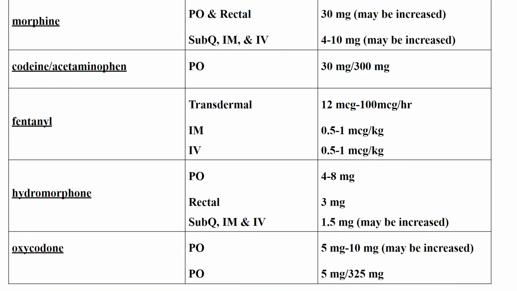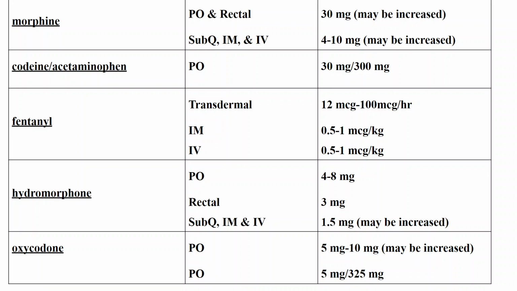And the usual dose is 4 to 10 milligram when it is given parenterally, and 30 milligram when it is given orally. Codeine is an antitussive more than analgesic, and usually 30 milligram to a maximum of 300 milligram, not more than that. Fentanyl is again quite frequently used in clinical practice.